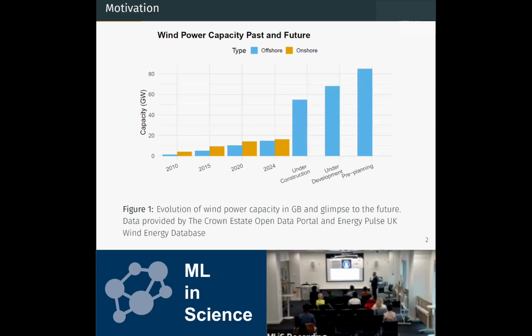The other figure that I like very much, we constructed with my colleague. Here you see the evolution of wind power capacity in Great Britain and a glimpse of the future as well. We collected data from the Crown Estate Open Data Portal and Energy Pulse. Fortunately, we have data for the offshore plants up to now. We do have some data for onshore, but I'm not persuaded yet that they reflect the truth. That's why you don't see any data for onshore after 2024.